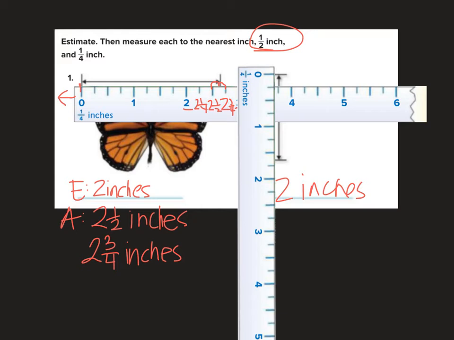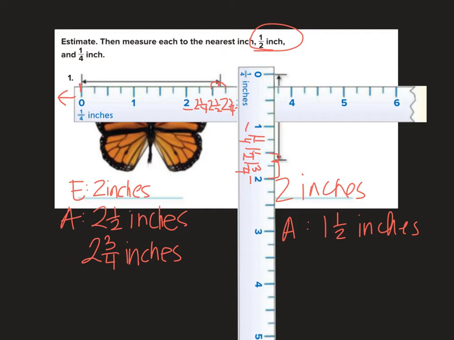Okay, is 1, 1 1/2, or 2. So 1 1/2 or 2. I'm closer to 1 1/2, right? So the actual to the nearest ½ inch is 1 1/2 inches. And then if I measure to the nearest ¼ inch, this would be 1 1/4, 1 1/2, 1 3/4, 2.